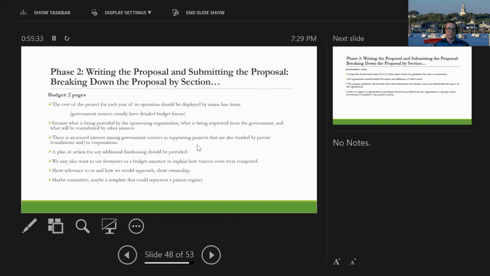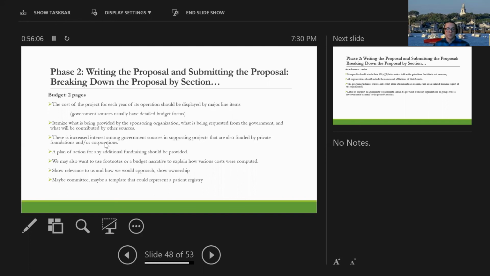Budget, I do want to spend some time on this. Budgets are really important. So really hitting these bullet points: the cost of the project for each year of its operation should be displayed. Major line items. Itemize what is being provided by the sponsoring organization, what is being requested, if it's federal or government, and what will be contributed by other sources. That can be in-kind, that can be other proposals that you're soliciting. What are those other proposals going to cover?